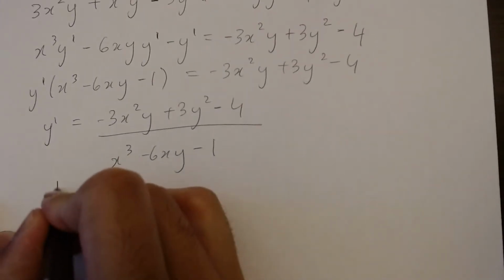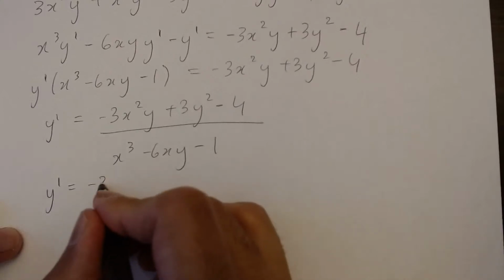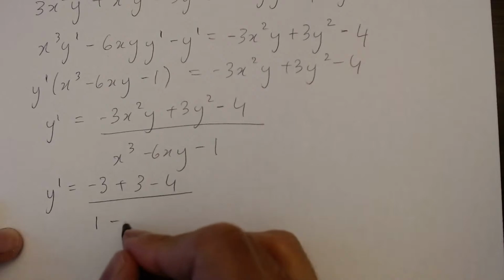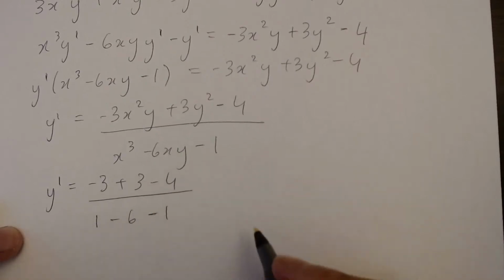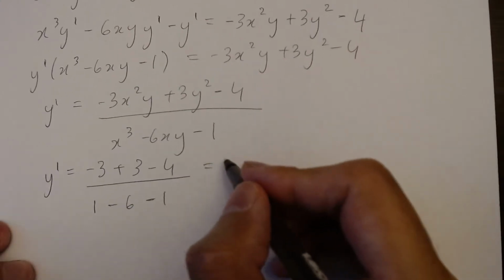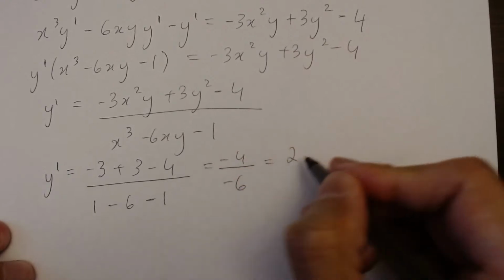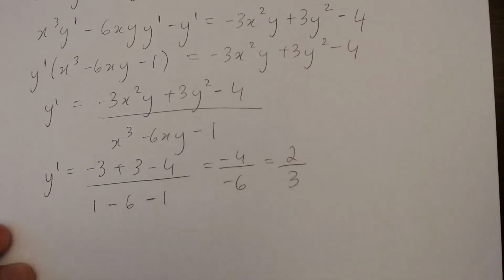So now I'm going to sub in 1 for x and 1 for y. So I have negative 3 plus 3 minus 4 over 1 minus 6 minus 1, which is just negative 4 over negative 6, which is 2 over 3.